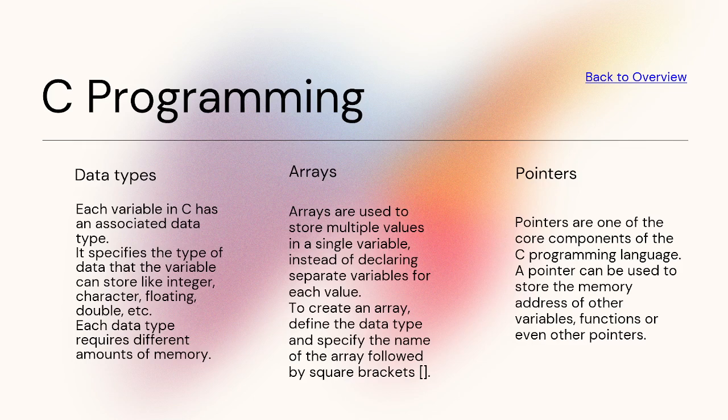Now pointers. Pointers are one of the core components of the C language. A pointer can be used to store the memory address of other variables. It is used to store the address of some memory, that is, some data values or characters. It can store the address of that memory, functions, and even other pointers also.